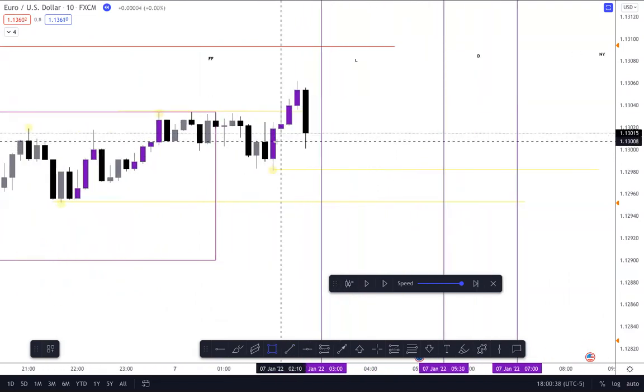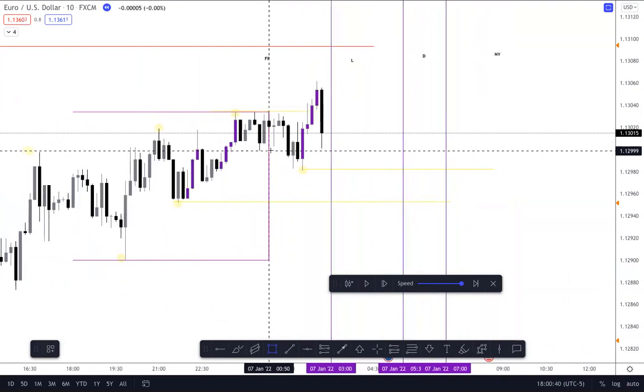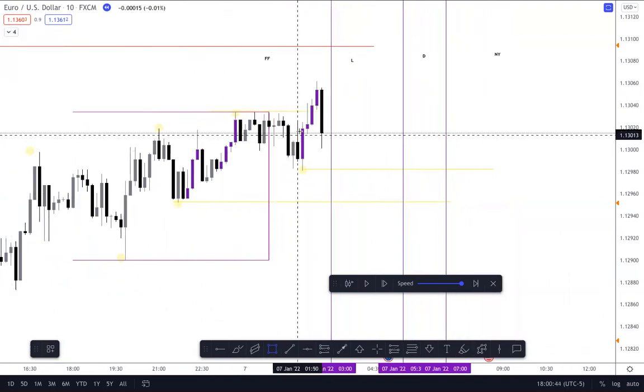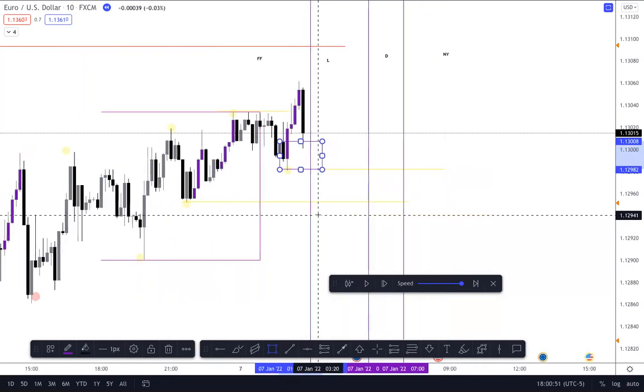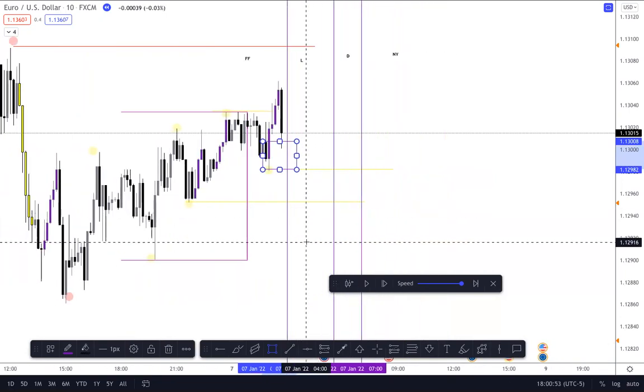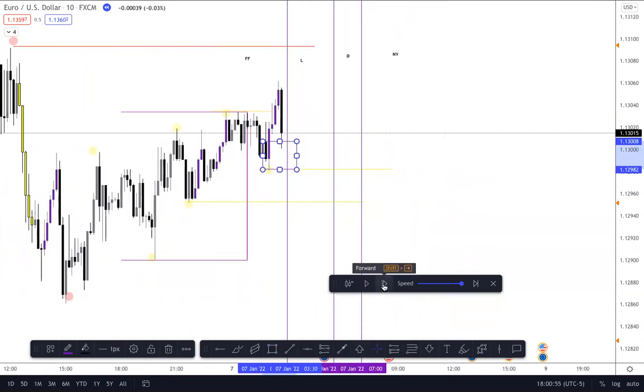Right here, right? How do we also know we're going to continue? My indicator. If we are breaking with imbalance, it is very likely we're going to continue. This would be our buy continuation move, based off of session timings as well.